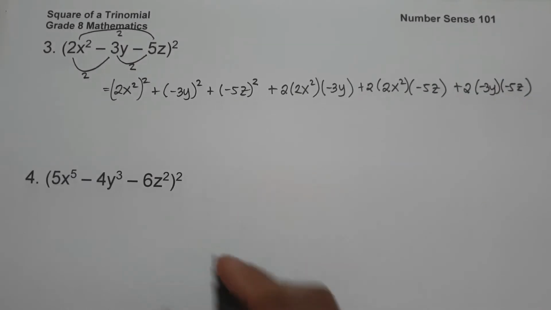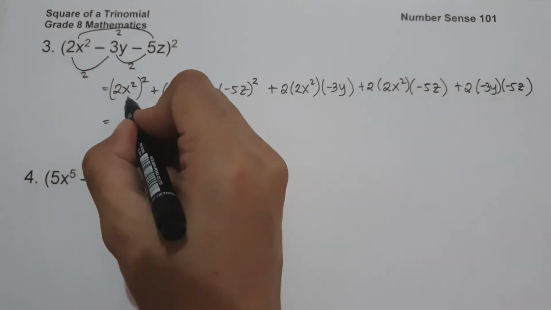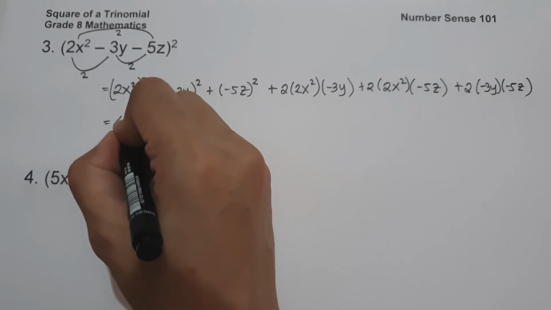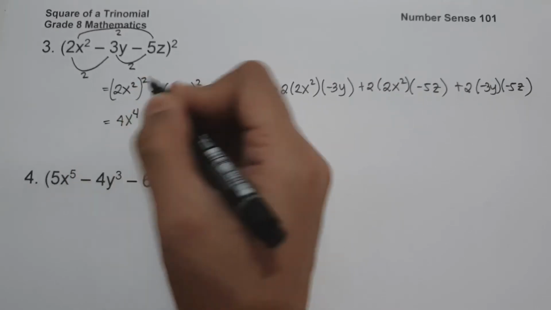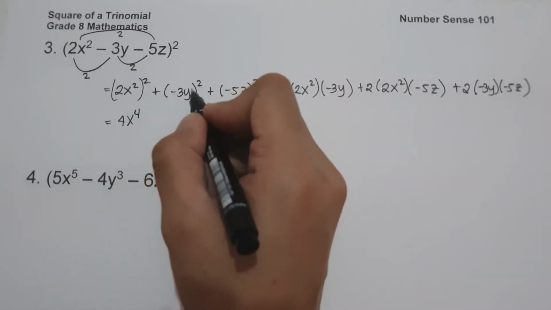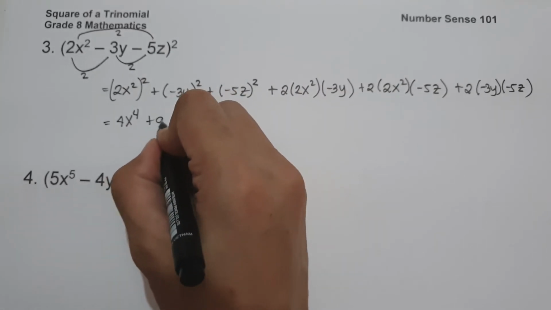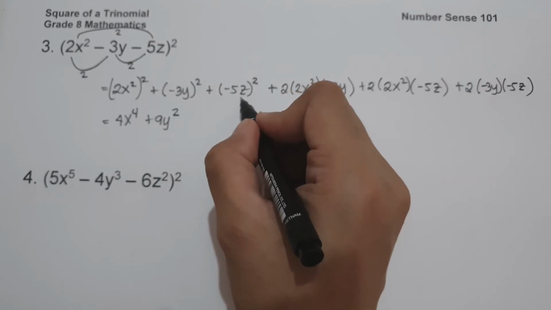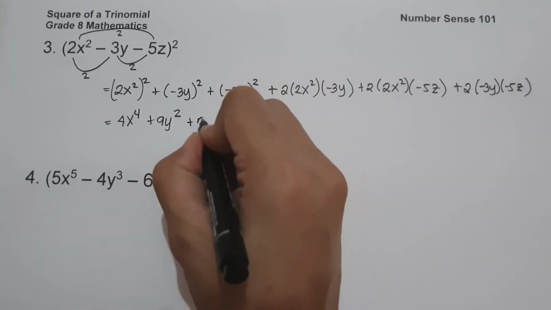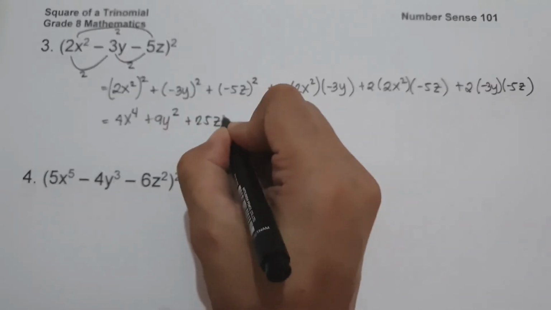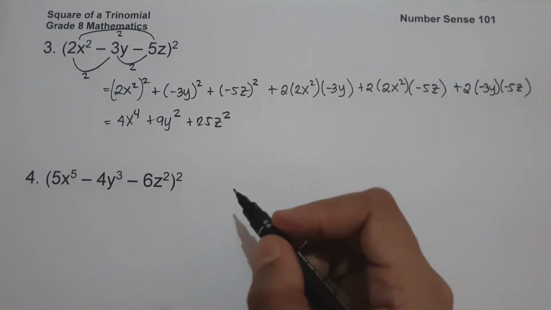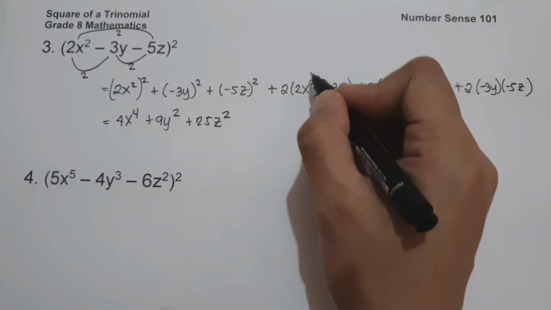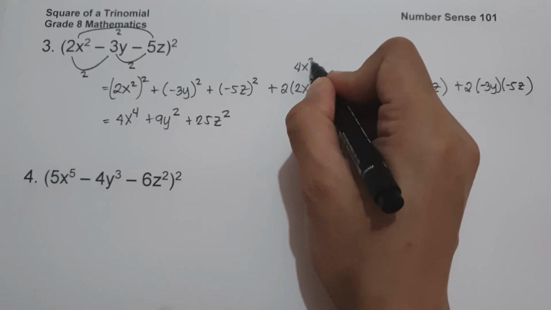And to simplify, we have 2x squared raised to 2, that is 4x raised to 4. And negative 3y raised to 2, that is positive 9y squared. And negative 5z raised to 2, that is positive 25z squared. And then, 2 multiplied by 2x squared is 4x squared.